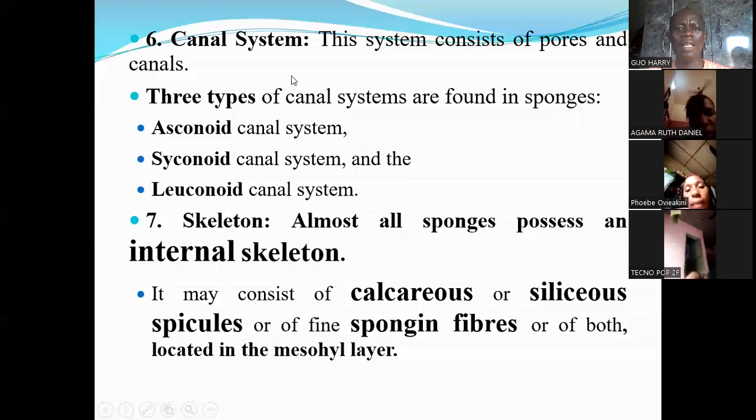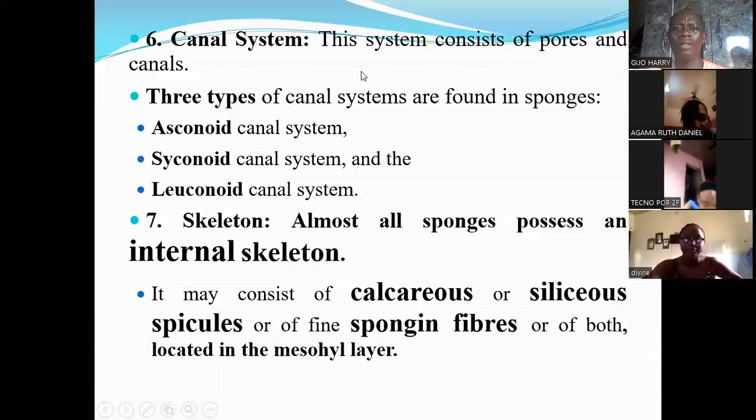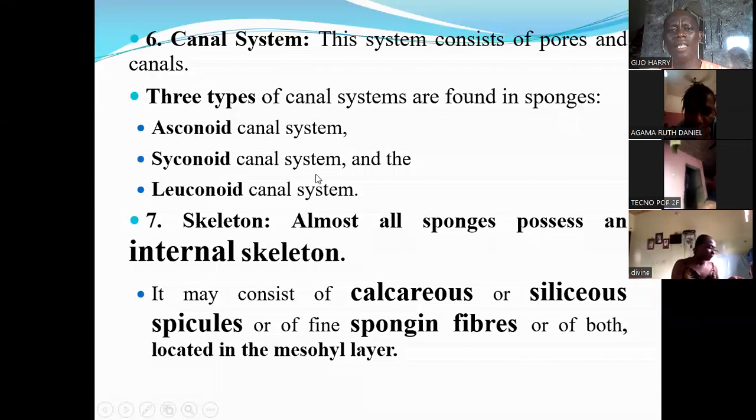Canal system is the sixth characteristic of the sponges. The sponges consist of pores and canals. There are three types of canal systems found in sponges: the asconoid canal system, the syconoid canal system, and the leuconoid canal system.